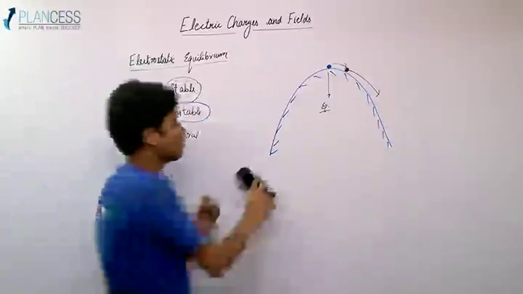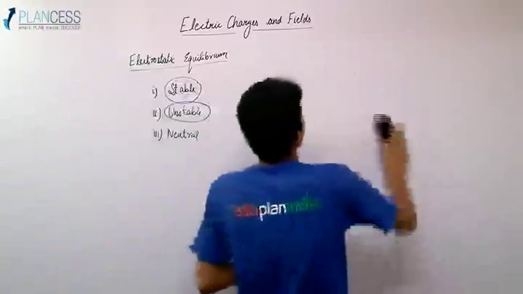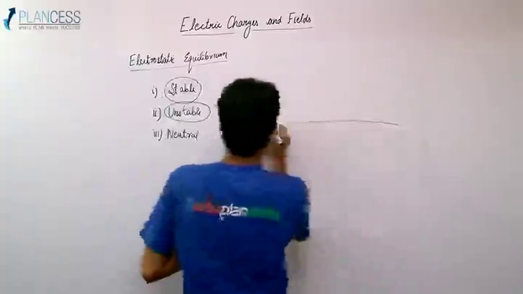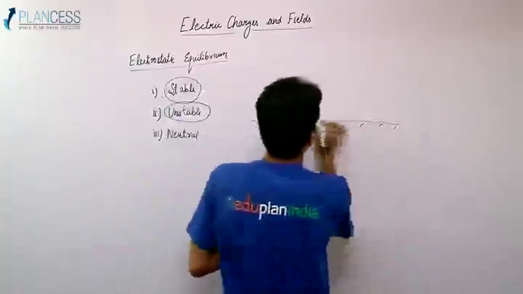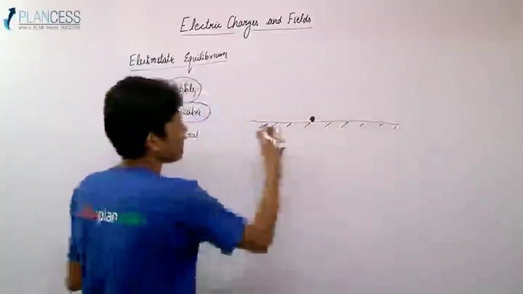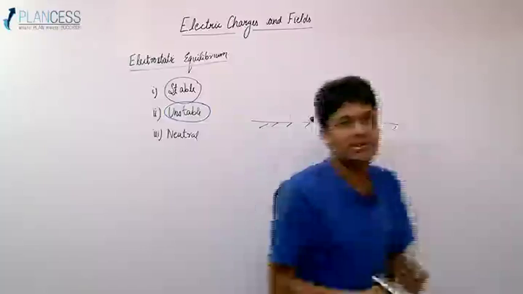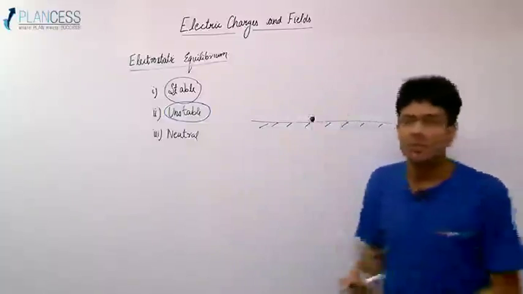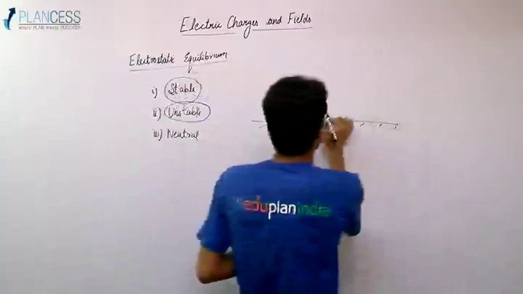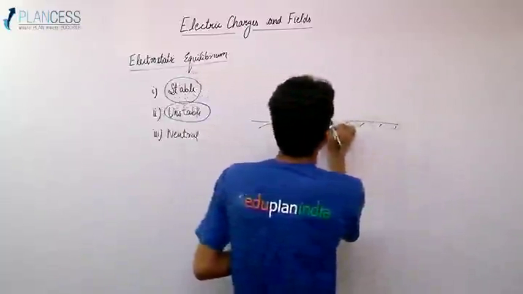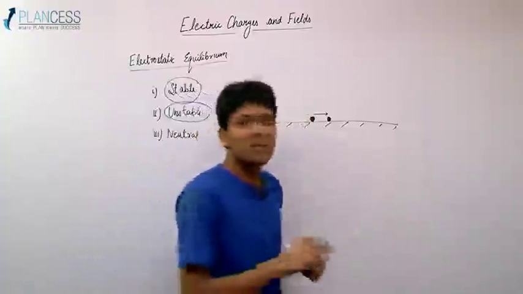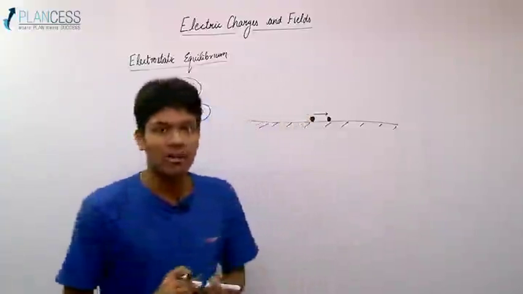Now neutral equilibrium. Let's take an example. Let's say this is a plane surface and I place this bead here. You can imagine that the total force acting on this bead would be 0. So this is a position of equilibrium. Now let's say I move this body a little bit here. Will this bead move left or right, anywhere?